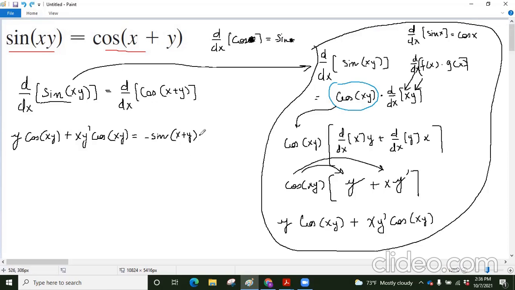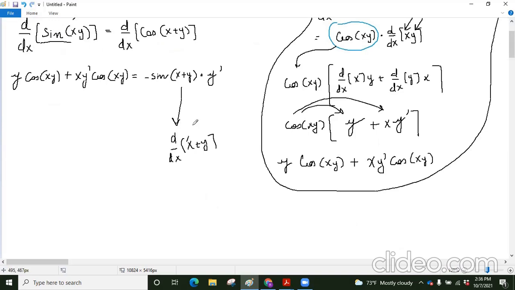So I'm going to take the derivative of the inside. So that's going to be the derivative of x plus y. What's the derivative of x? That's just 1. What's the derivative of y? It's y prime. Remember, you can think of taking the derivative of x plus y as a separate problem, right? There are two functions being added, so take their derivatives and then add them together. The derivative of x is 1. The derivative of y is y prime.